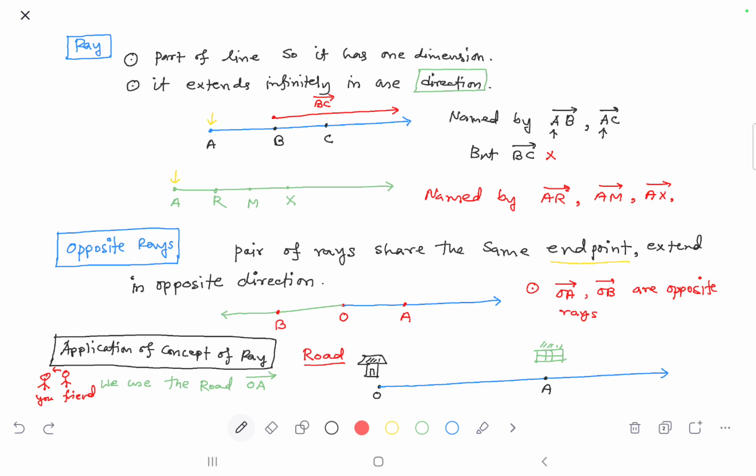So now let me go to the next concept, the plane. A little bit about the plane.